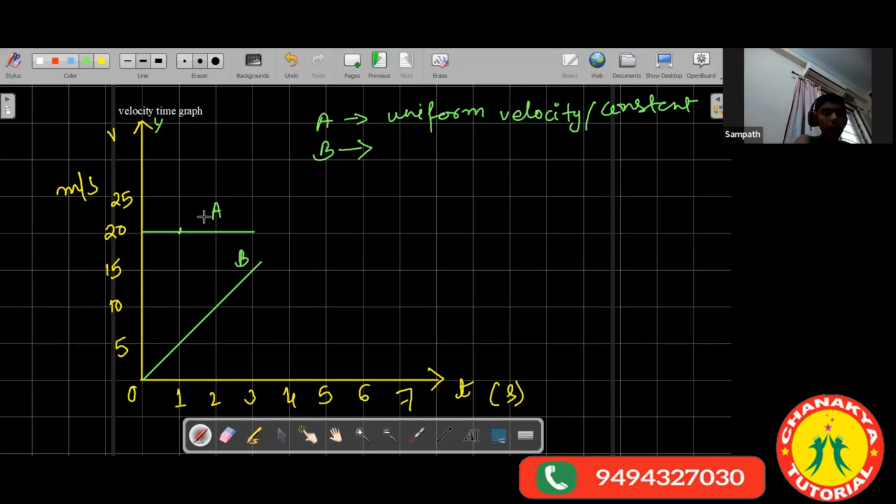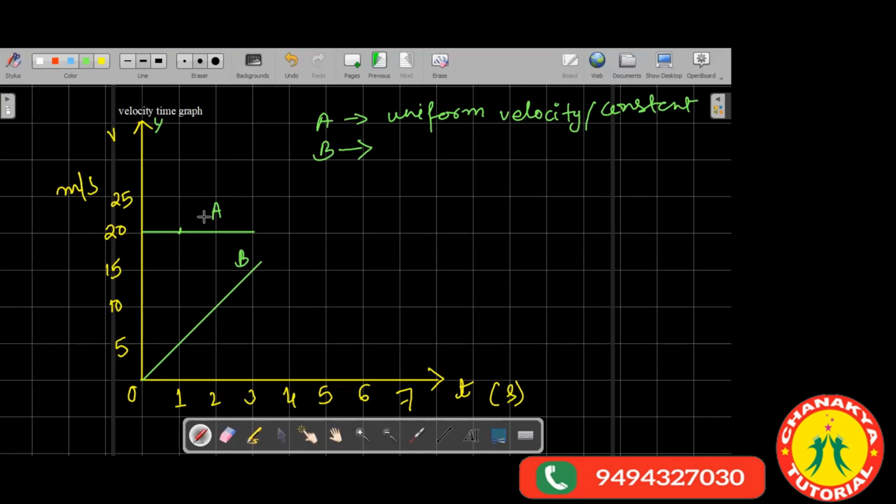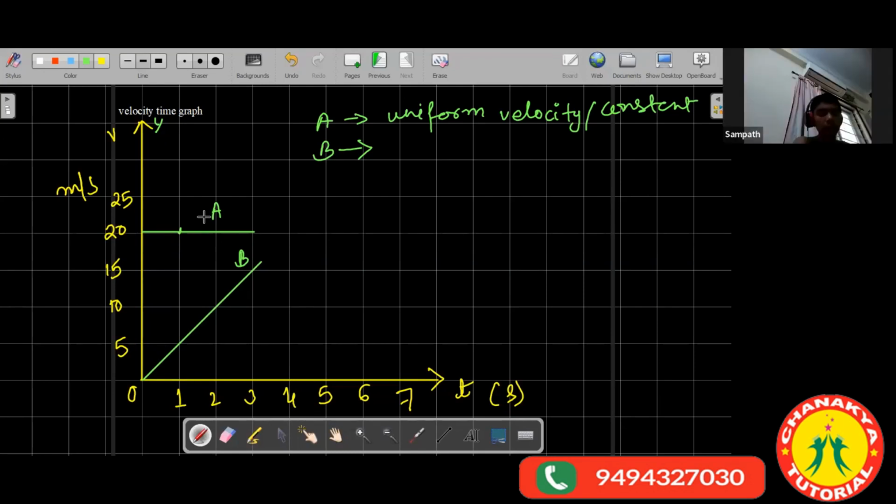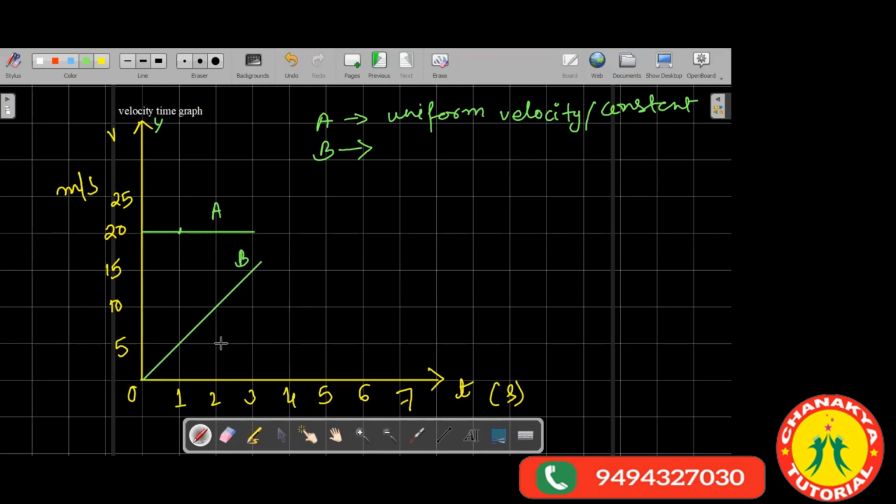Sir, it's uniformly increasing the velocity. Okay, so accelerating. Here velocity is increasing. In the beginning, the velocity was 0. Then after 1 second, the velocity was 5 meter per second. After another 1 second, the velocity was 10 meter per second. So here we observe the velocity increasing with time. This is not a uniform motion. The velocity is changing with time.